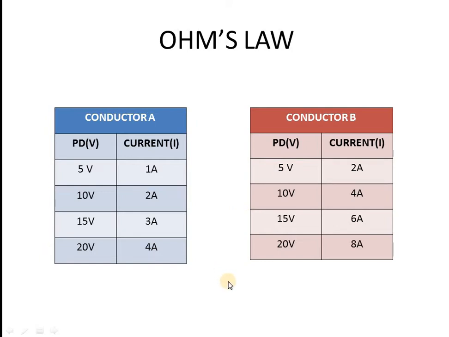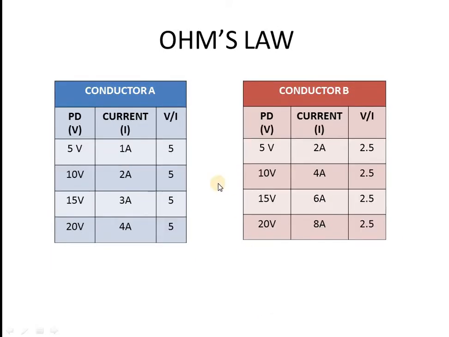there is something which is opposing the flow of current in conductor A. That is why it is giving less current as compared to conductor B. Now if we calculate the constant V by I for conductor A and conductor B, it comes out to be 5 for conductor A and 2.5 for conductor B respectively, which again mathematically proves that conductor A is offering more hindrance than conductor B, which is double of conductor B.